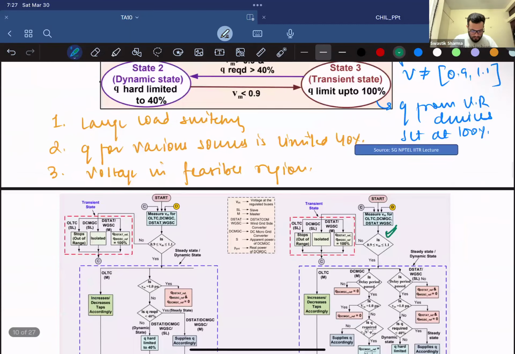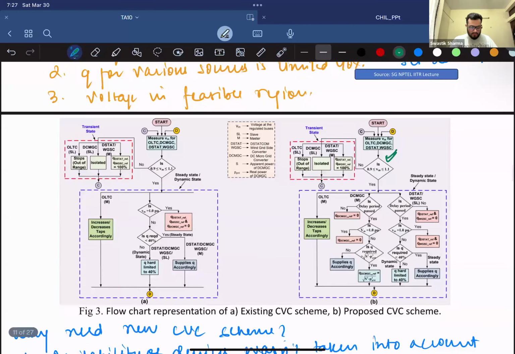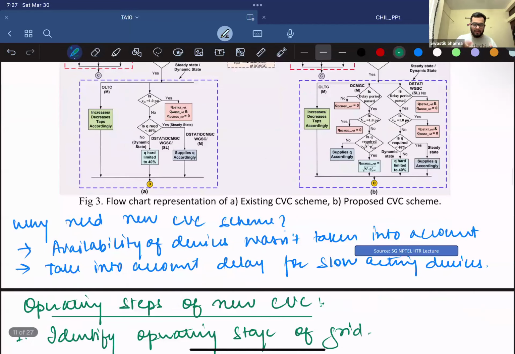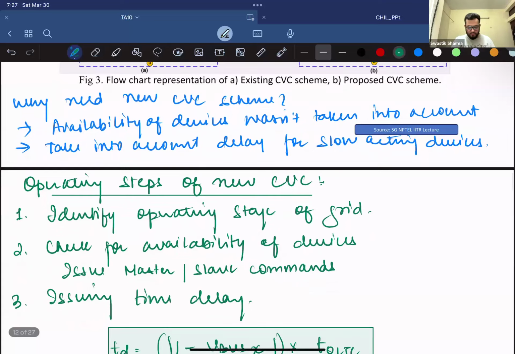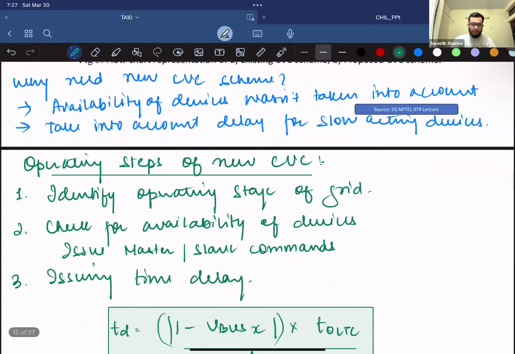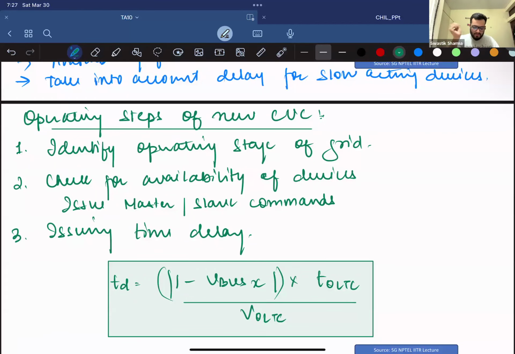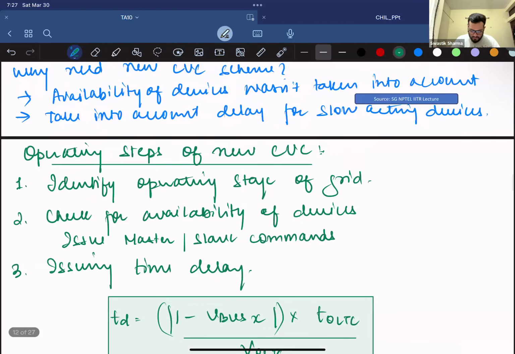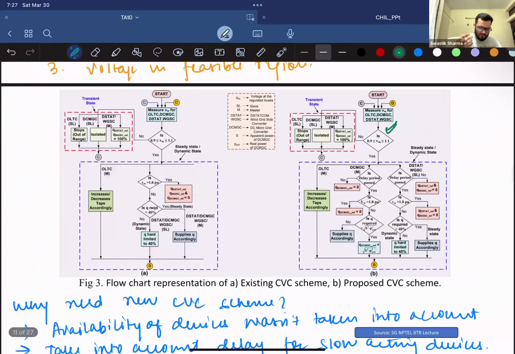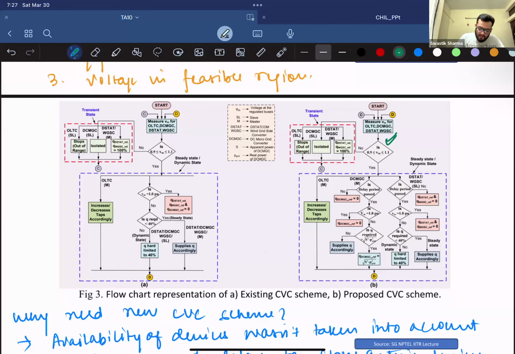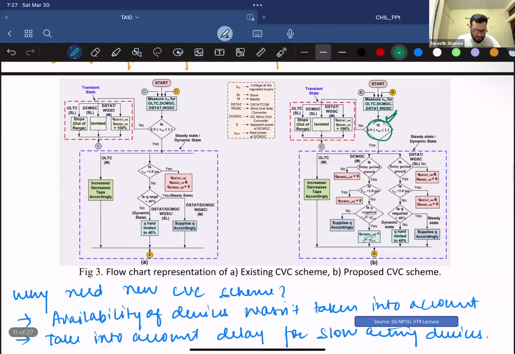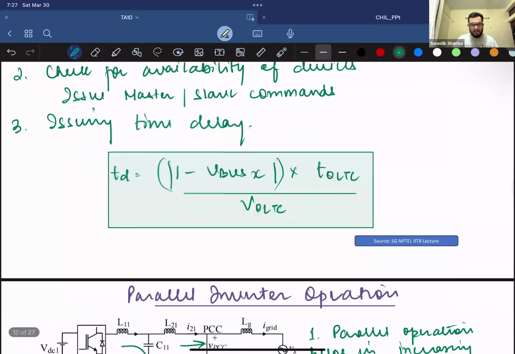And yeah, so the new scheme took into account the availability as well as the delay for slow acting devices. Then he proposed his new CVC where he identified three steps. One was identification of the operating stage of the system, where he checked what the voltage is, and whether it is in between the feasible range or not. And then after that, he checked for the availability of devices.